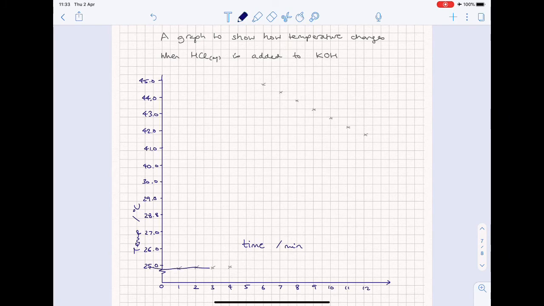What we do then, we draw a best fit line to fit the points at the beginning, and then we draw a best fit line to fit the points near the end. And we extrapolate those lines beyond those plots towards the 5th minute. And we draw a vertical line at the 5th minute where we mix the solutions. So we use the graph to work out the temperature rise, and that will be ΔT, which will be at this point to this point.